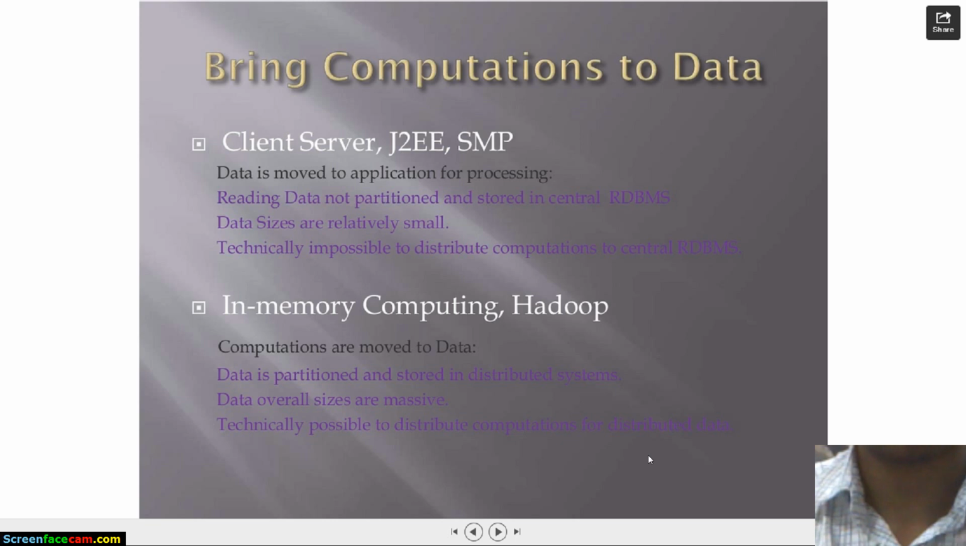As we know, data is always stored very near to the node wherever the computations related to that data are happening, so that a particular node will compute the data which is very near to it. Overall data sizes are massive. That is why we are able to process big data today, and it is technically possible to distribute computations. It's not like an RDBMS. We can distribute data to the individual nodes wherein the computations related to that node happen.